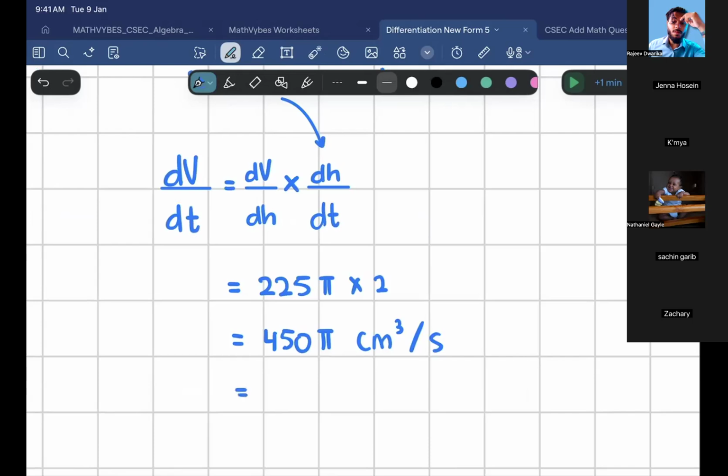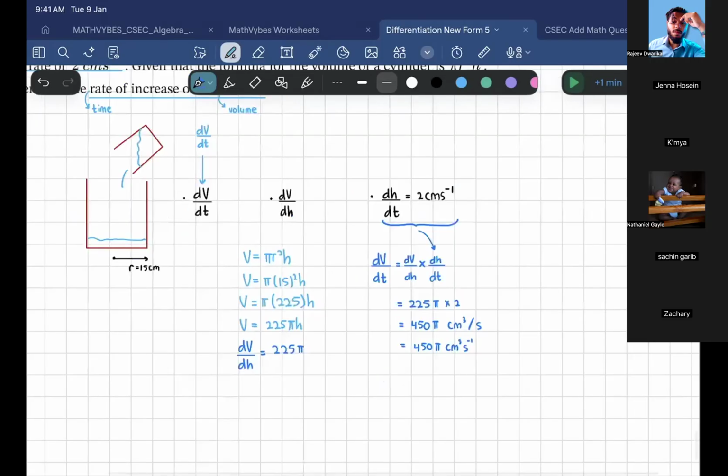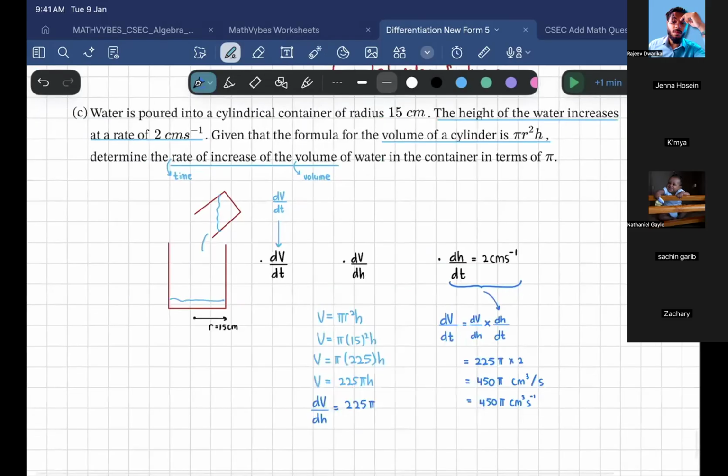So another way you could write that is 450 pi centimeter cube s to what power? Tell me, guys, s to what power? -1. Right, s to the power -1. Are you okay with that? Yes, sir. Right, so that was the question.